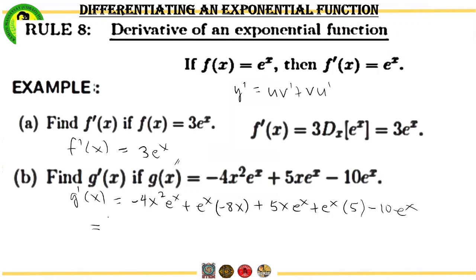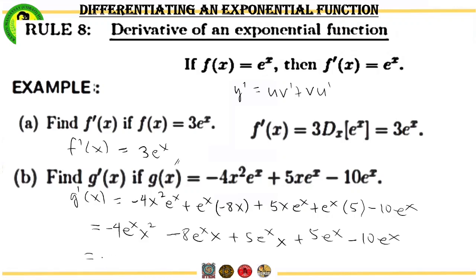Okay, so let's simplify and combine like terms. So negative 4 e raised to x, x squared. So this is minus 8 e raised to x, x plus 5 e raised to x, x plus 5 e raised to x minus 10 e raised to x.